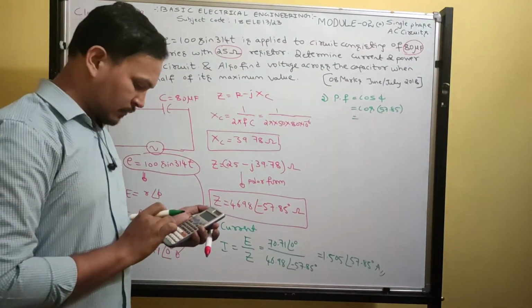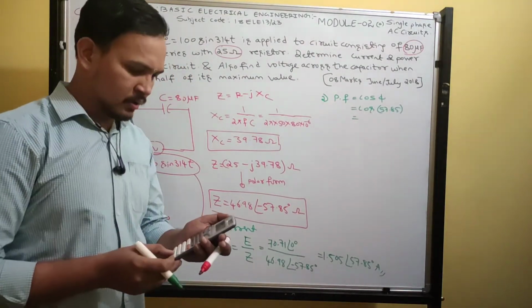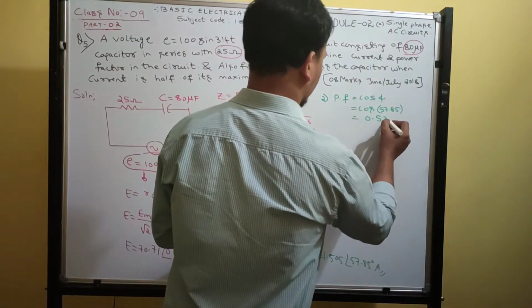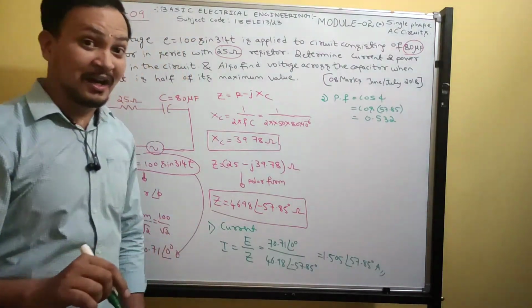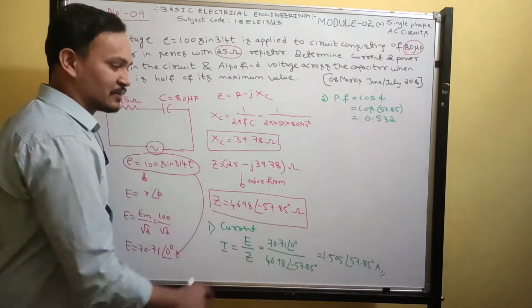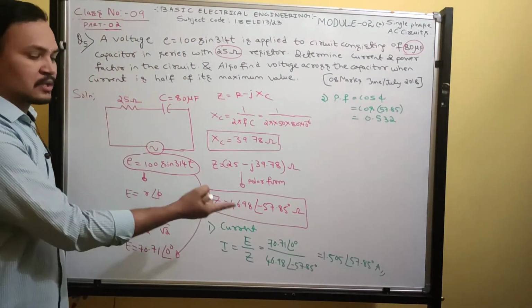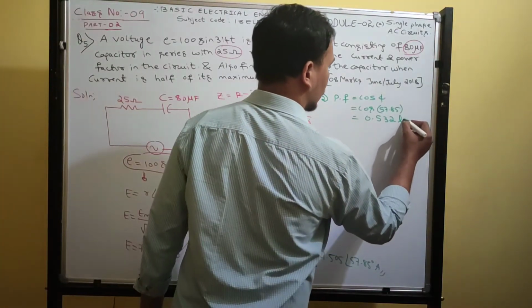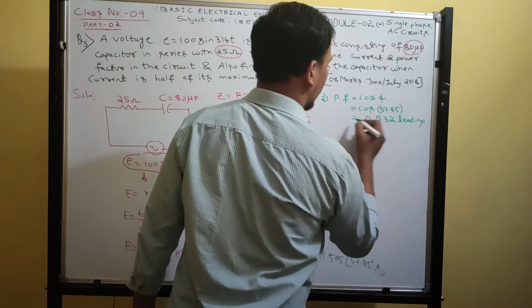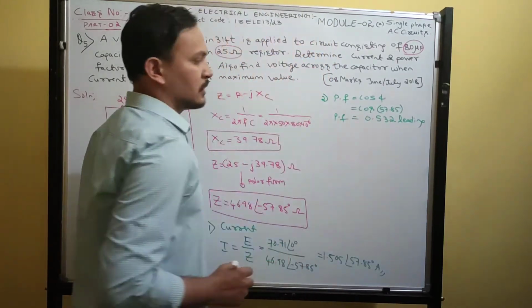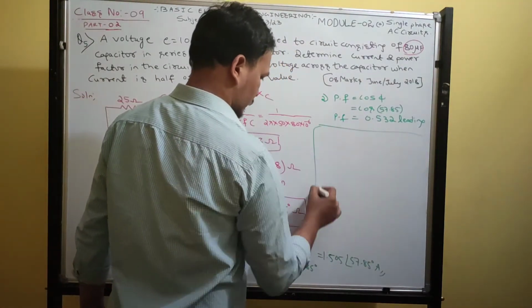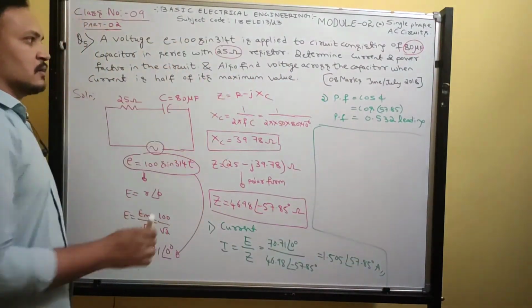Cos 57.85. How much did you get? Very good. 0.532. Lagging or leading? What is the current angle? Positive. With respect to voltage, current leads the voltage by that angle. So the nature of the power factor is leading. So the power factor is 0.532 leading. So we have done 50%. What is the next question?